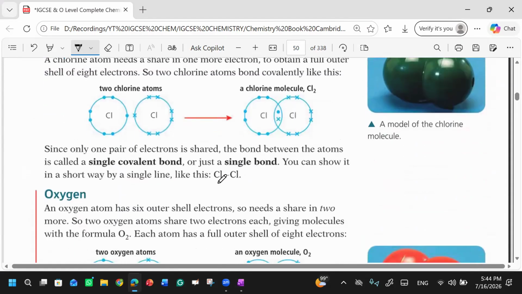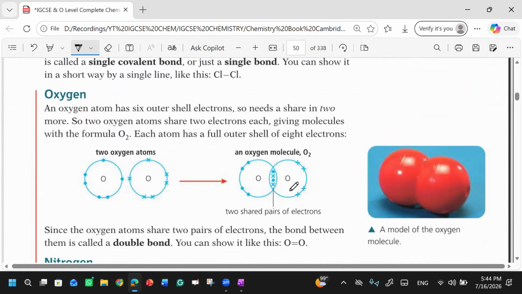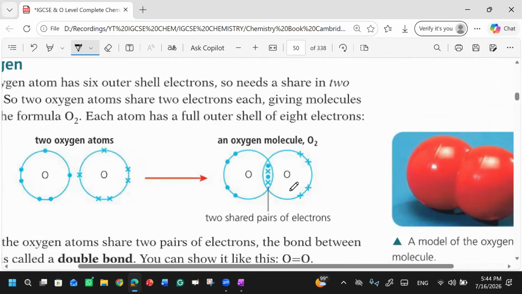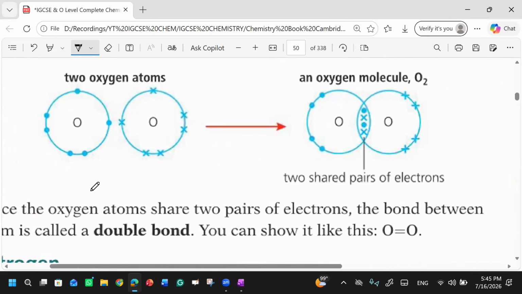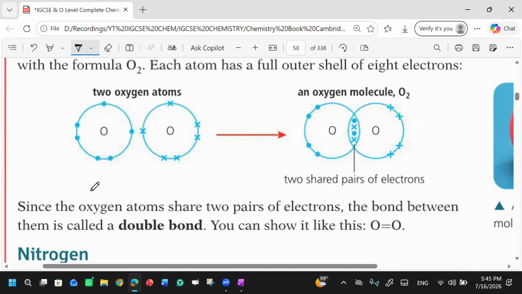Now I can show you some other examples, just like the oxygen. Now you have to tell me why there is a double bond in oxygen. See this and explain to me.